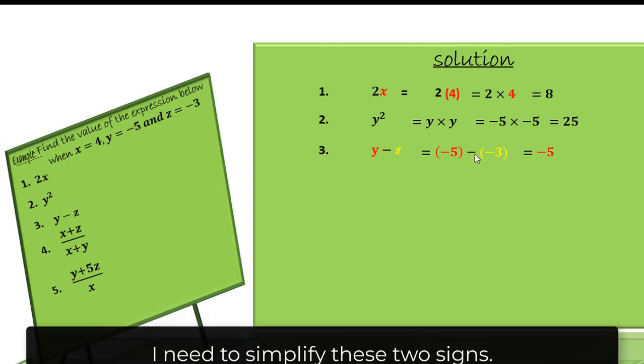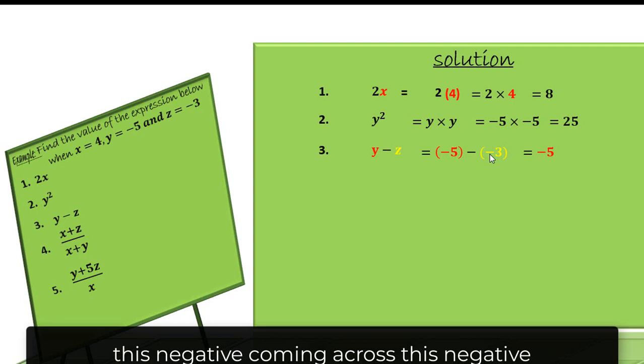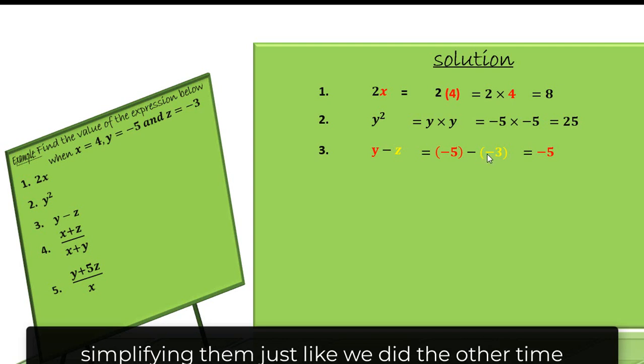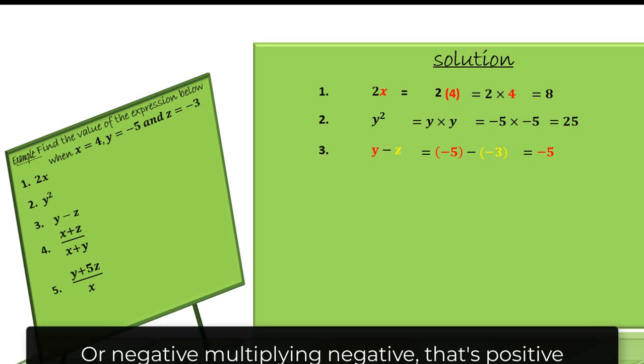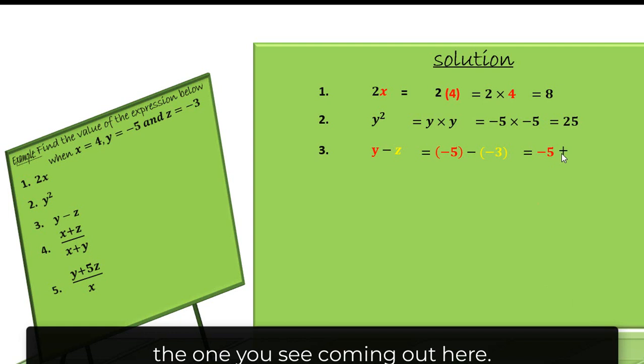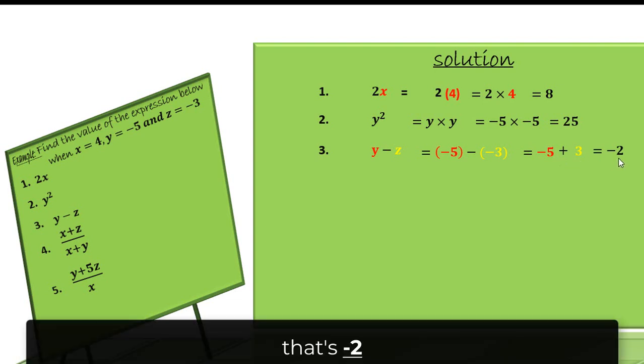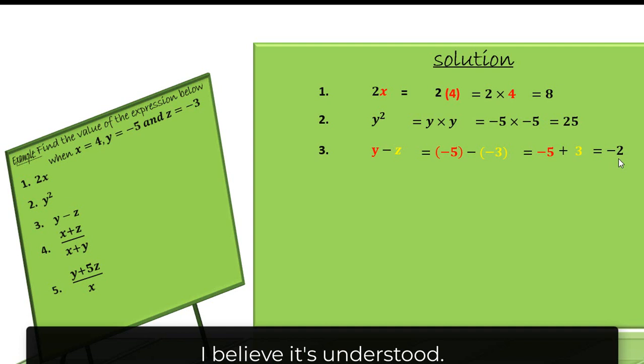I need to simplify those two signs. This negative coming across the negative here. So, simplifying them, just like I told you the other time, minus multiplying a minus, or negative multiplying a negative, becomes positive. Okay? So, that is positive that you are seeing coming up here. Then, 3. So, I'm having a minus 5 plus 3. Having a negative 5 plus 3. So, that's going to be a negative 2. I believe this is understood. So, let's move on to the next question.